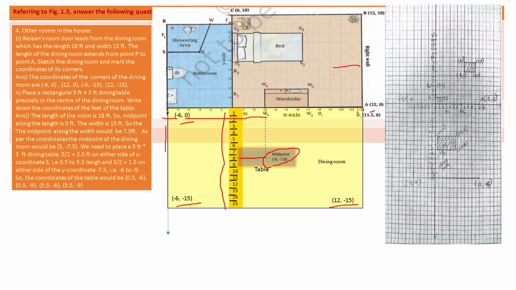So, based on this, we need to calculate 2.5 feet on either side of the x coordinate 3. So it will be 0.5 to 5.5 in length, and 3 divided by 2 is 1.5 on either side of the y coordinate, which is -7.5. That is -6 to -9. So the coordinates of the four corners of the table would be (0.5, -6), (0.5, -9), (5.5, -6), (5.5, -9). Dining room.